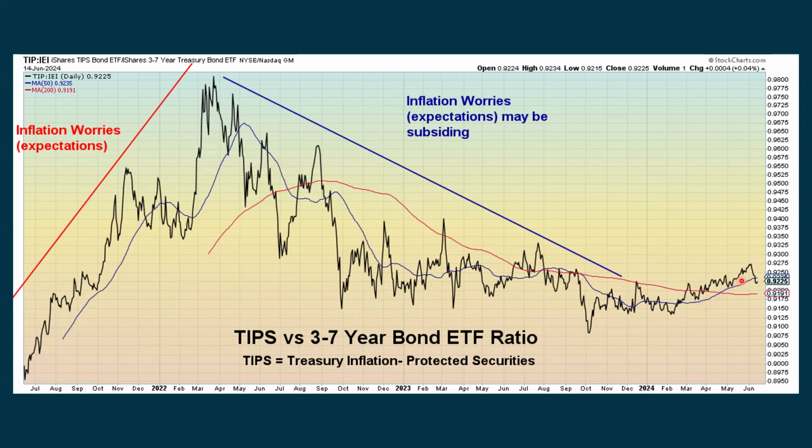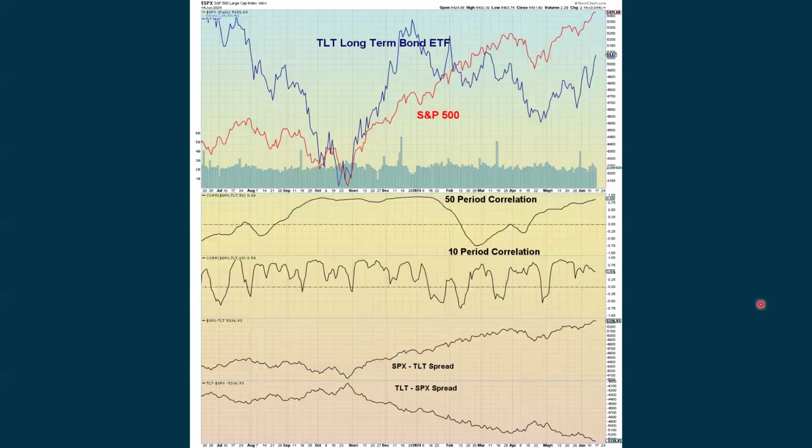Now, there's another chart that I show, TIPS to 7 to 10-year bonds, and that moves a lot faster. The movement here on this chart hasn't been as great, so I haven't been showing this chart. But we are coming down with this ratio. We want to see this go down if we're going to be in a more interest rate and inflation-friendly environment.